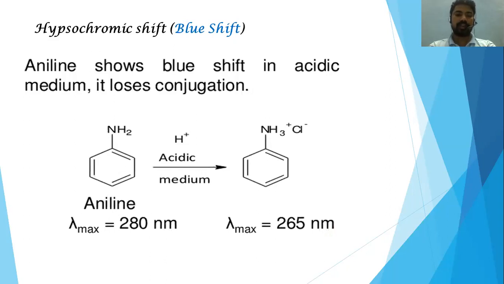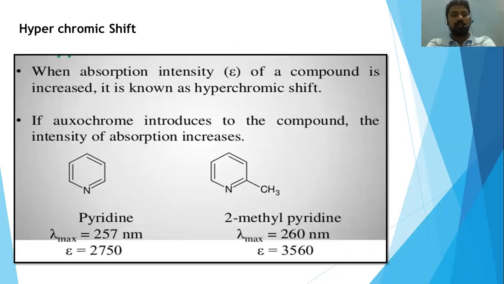These two things we have studied elaborately in the previous session. Now let us discuss what is hyperchromic shift and what is hypochromic shift. Graphically, let us discuss these four kinds of different shifts possible in UV visible spectroscopy. When the absorption intensity of a compound is increased, it is known as hyperchromic shift. Absorption intensity, in the sense of peak intensity, is increased to a maximum value.